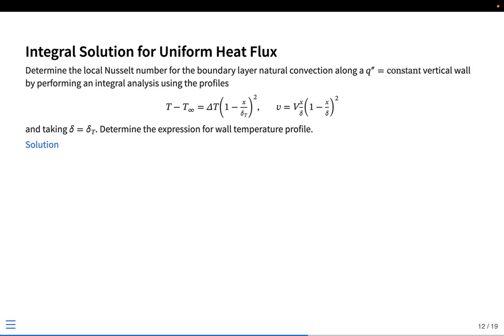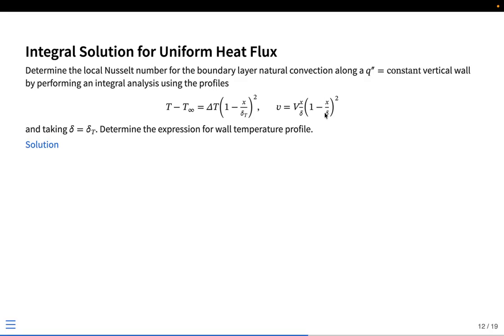So the idea here is now to find the temperature profile using the integral method. Previously, last week, we solved it using the similarity technique. Now, try to solve the same problem using the integral solution. I've already given the profiles to use. So these are the profiles you can use, and then you can solve for it.